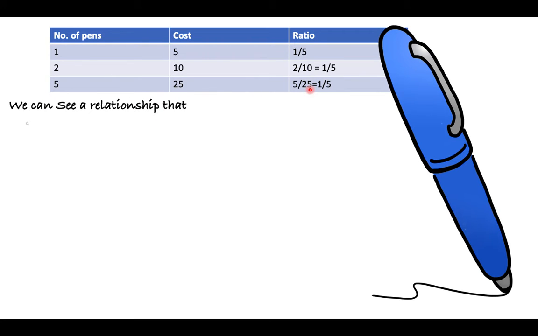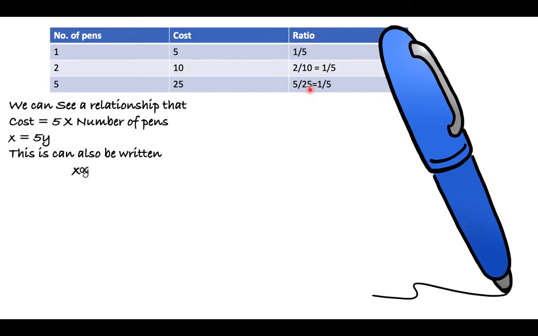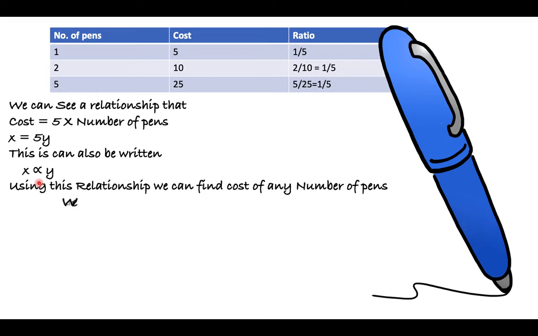So we can see that there is a relationship: cost is equal to 5 into the number of pens. So if we denote the cost by x and the number of pens by y, we can write x is equal to 5y. This can also be written as x is directly proportional to y. This symbol is called the sign of proportionality. When we remove this sign of proportionality, we have to put an equal to sign and a constant of proportionality, usually k. So using this relationship, we can find the cost of any number of pens.